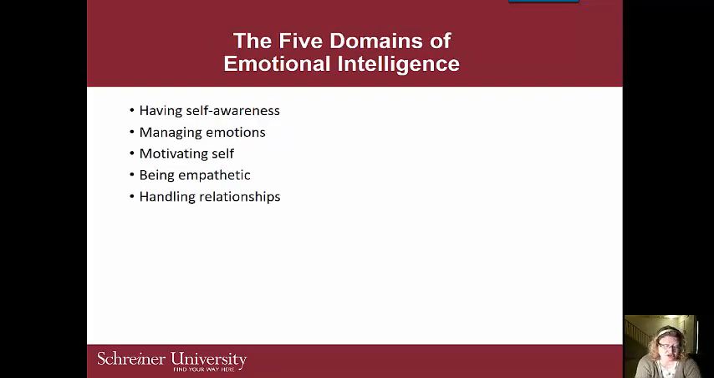There are 5 domains of emotional intelligence. Having self-awareness: know how you feel and how those emotions are affecting your perception of the situation. So take some time out and think about what I'm feeling and how that's making me react. Managing emotions: avoid allowing negative emotions to erupt. And boy, that can be tough, but it's important to keep those under control. Motivating yourself: you do not require external influence to perform. You're going to be the best nurse you can no matter what.